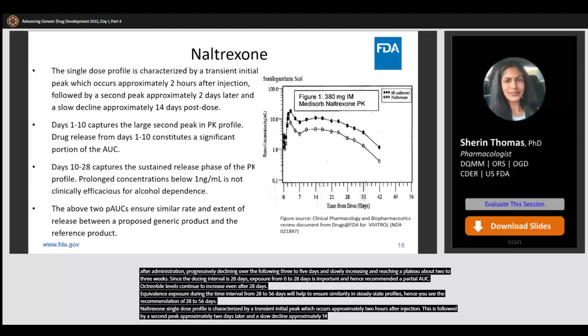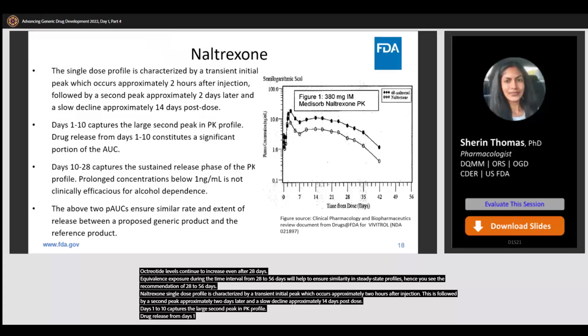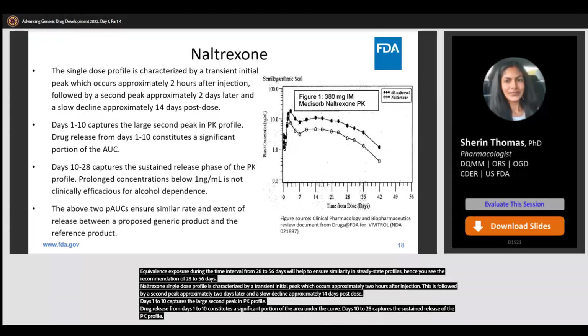Days 1 to 10 captures the large second peak in the PK profile. Drug release from days 1 to 10 constitutes a significant portion of the area under the curve. Days 10 to 28 captures the sustained release phase of the PK profile. Prolonged concentration below 1 nanogram per ml is not clinically efficacious for alcohol dependence. The above two partial AUCs ensure similar rate and extent of release between the proposed generic product and the RLD.